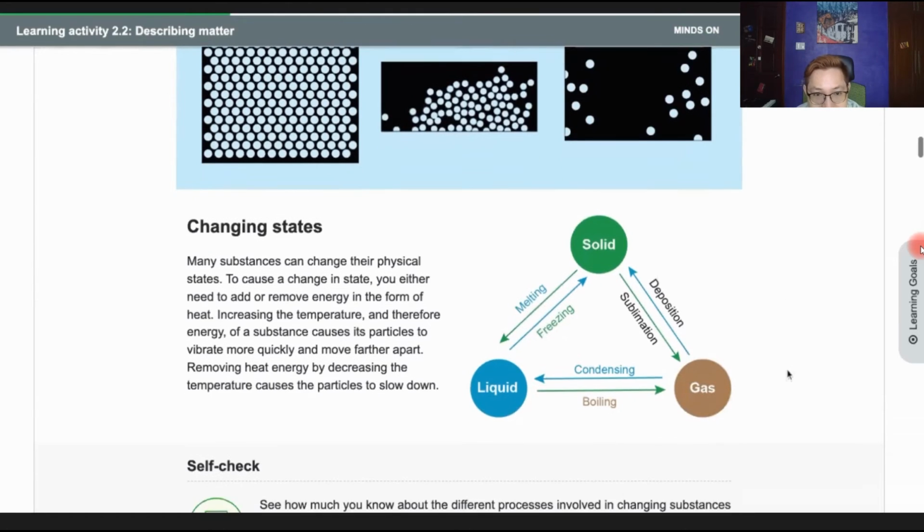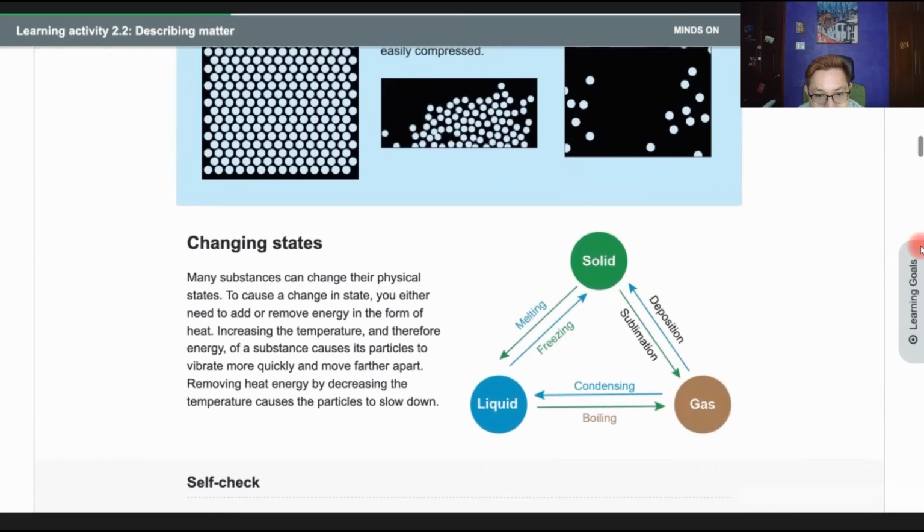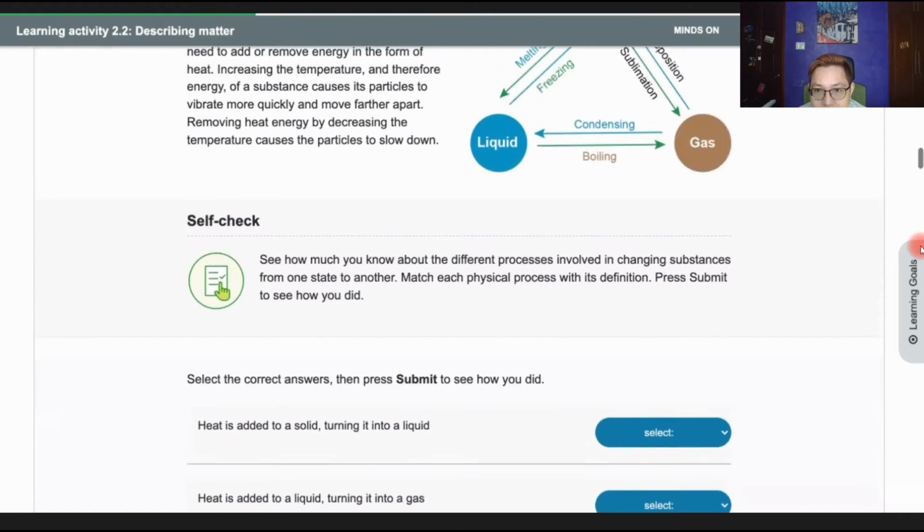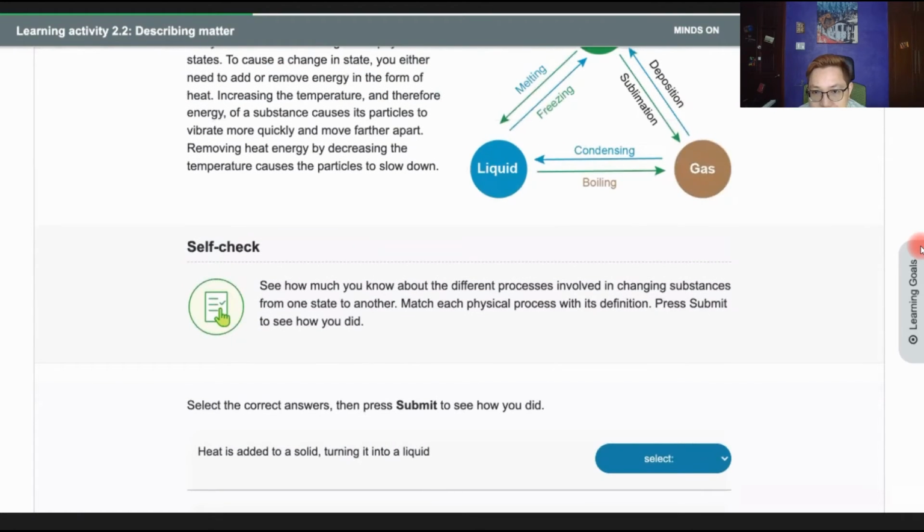Okay, I mean, changing state. This part is important to reread again and then look at the picture on the right. Please spend some time on it. You need to know what the state changes are called: melting, freezing, condensing, boiling, sublimation, which is basically from solid immediately becoming a gas, and deposition is the opposite. So gas becomes solid. You need to know all of these six carefully.